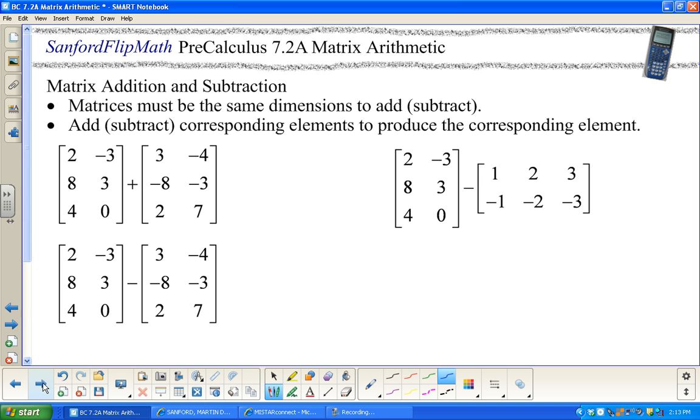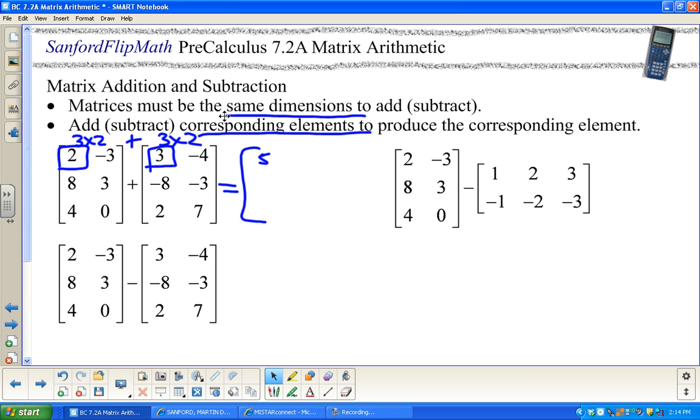Okay, so matrix addition and subtraction. First of all, matrices must be the same dimensions. So this is a 3 by 2 and a 3 by 2, and they match exactly, so I can add those. And then what you do is you add or subtract the corresponding elements. So in other words, I'm going to add the row 1 column 1 element to the row 1 column 1 element, and I'm going to get a new row 1 column 1 element.